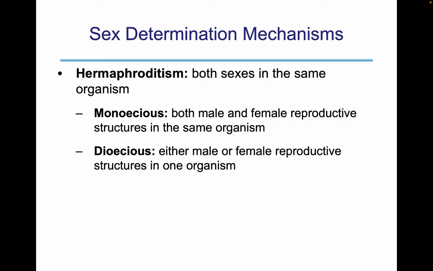If a species produces either male or female, then they are considered to be dioecious. That means two houses. They do not house both reproductive organs for male and female. Humans are dioecious, and this is because males have male reproductive organs and females have female reproductive organs.